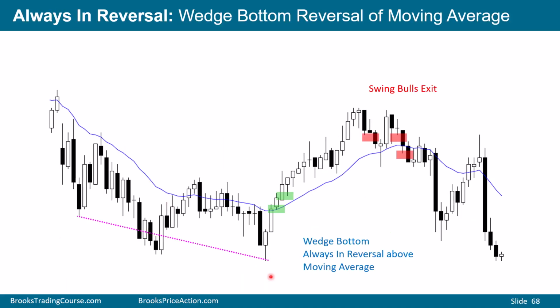Always in reversals. Here is an example of a wedge bottom reversal of the moving average. We opened with a lot of bars below the moving average. We formed a wedge, 1, 2, 3. It is a bear trend and it's always in short, but it's not clearly always in short. It's 3 legs down, 1, 2, 3, and then nested with the third leg forming a wedge, 1, 2, 3. And whenever you have a bear trend with a lot of overlapping bars and the market looks like a leg in a trading range, usually it's better to not stay short and look to sell pullbacks.